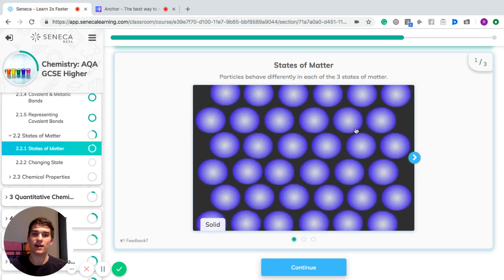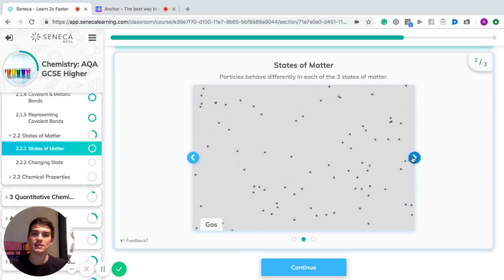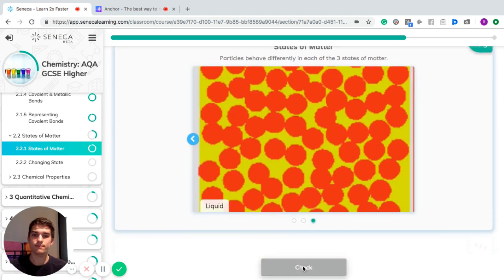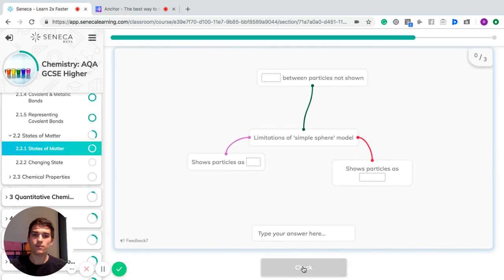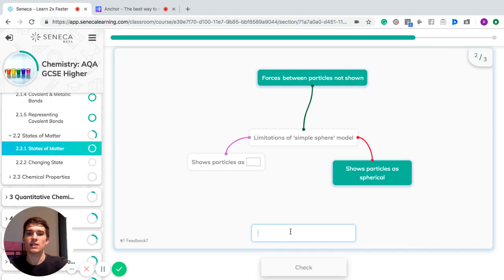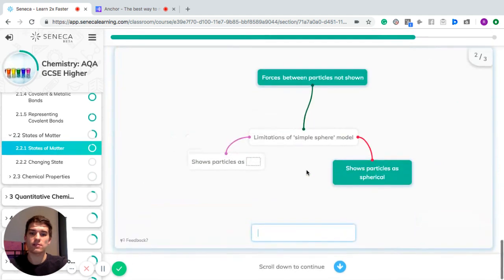And those three states of matter, solid, gas, and liquid. Again, those limitations of the simple sphere model. So the forces between particles are not shown. It shows particles as spheres, and particles are shown as solid.